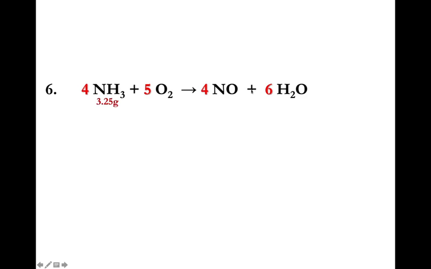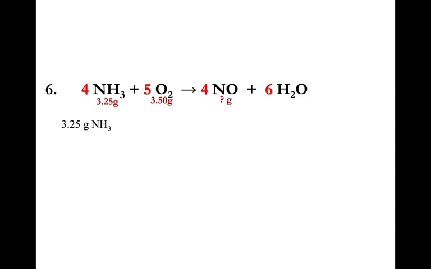Let's say that I have 3.25 grams of ammonia and I have 3.5 grams of oxygen. So essentially what I'm trying to figure out is how much product am I going to get? What would be my limiting reactant? What's going to be consumed first? Let's say I want to figure out how much nitrogen monoxide am I going to get? Well, how would I approach this?